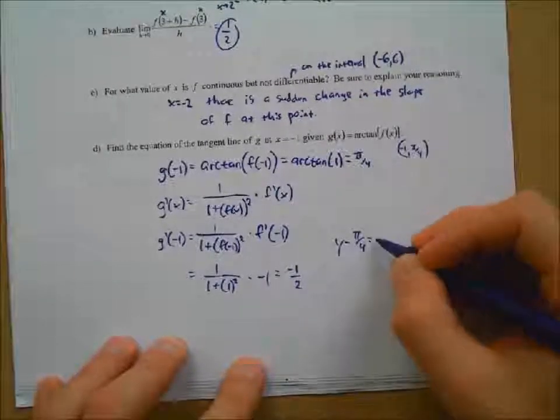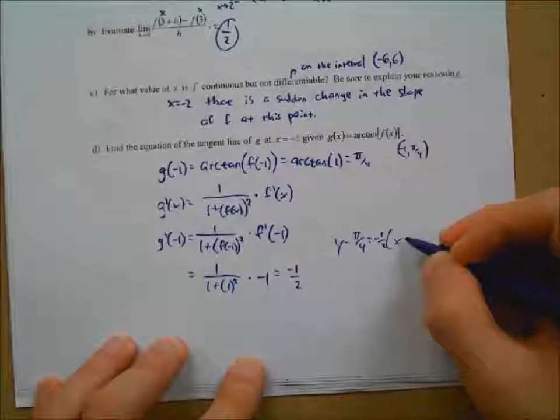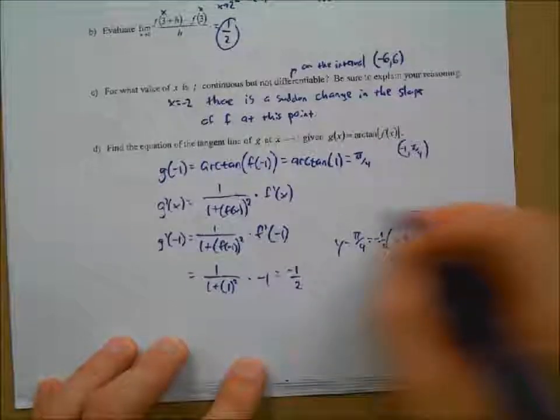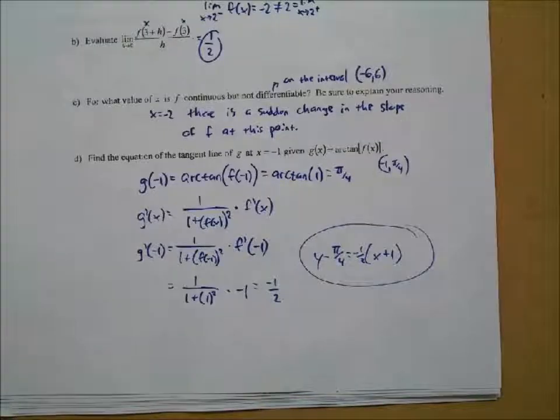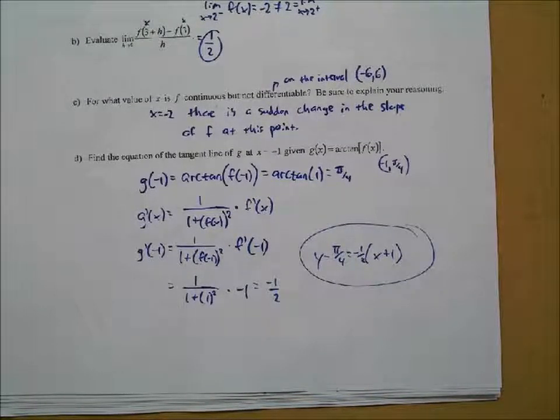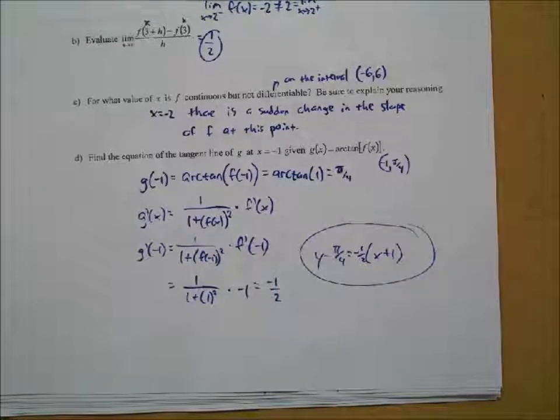Okay? And so the equation of our line then is y minus pi over 4 equals -1/2 times x plus 1. Minus -1 is x plus 1, right? So there it is. Okay? Questions on any of that? If there are no questions, your homework is on the Google Classroom, so feel free to get started on that.